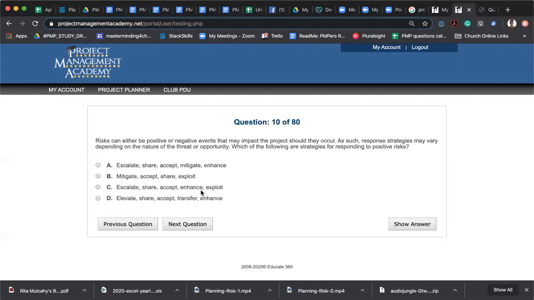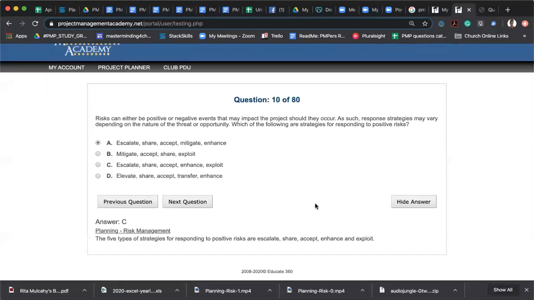So I am thinking exploit is not in this one. So I think it's A. Oh, let's see. C, right? Escalate. Because enhance and exploit are there, right? And it's a positive risk, so you've got to make full use of it. I think that's the reason why.